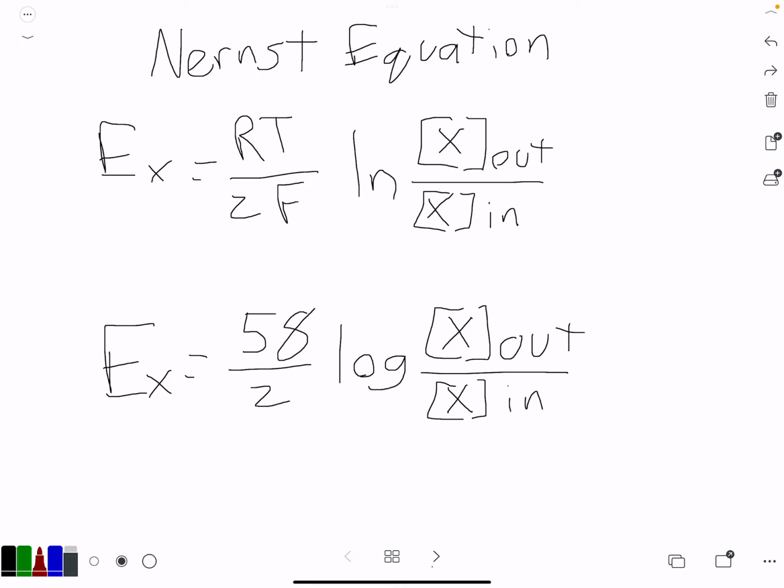Hello class, this is another mini lecture. I got a question concerning the Nernst and Goldman equation. So I thought that I would take a little bit of time and go over these. Most of the pertinent information here is coming straight from the textbook, pages 41 to 43.